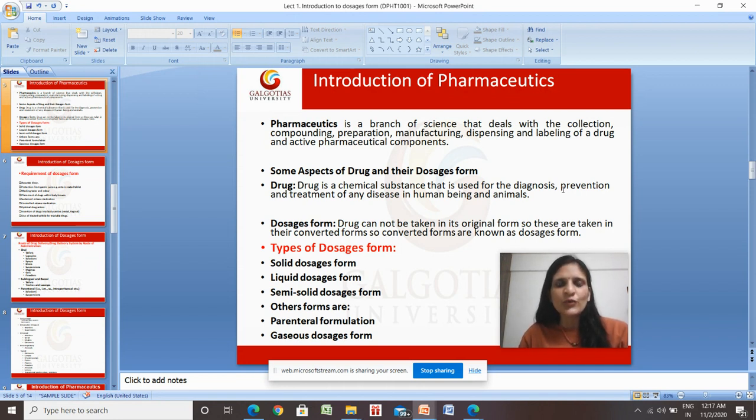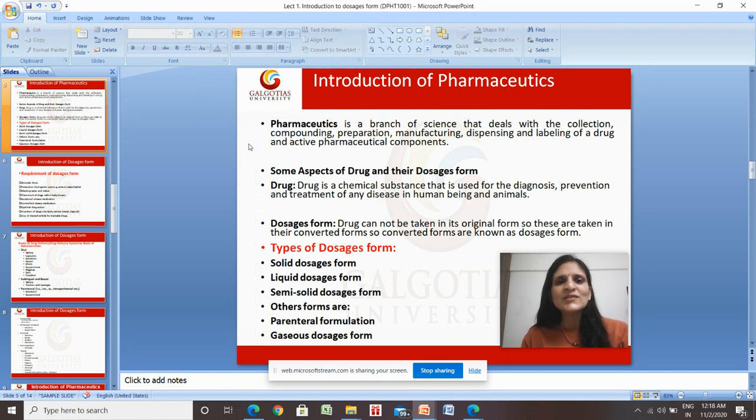Next term is dosage form. What are dosage forms? Drug, which is a chemical substance, when it's administered in the body, cannot be administered in its original form. It is administered after converting into different forms, and these different forms are known as dosage form. So dosage forms are divided into different subcategories like solid, liquid, semi-solid, and gases or parenteral dosage form.